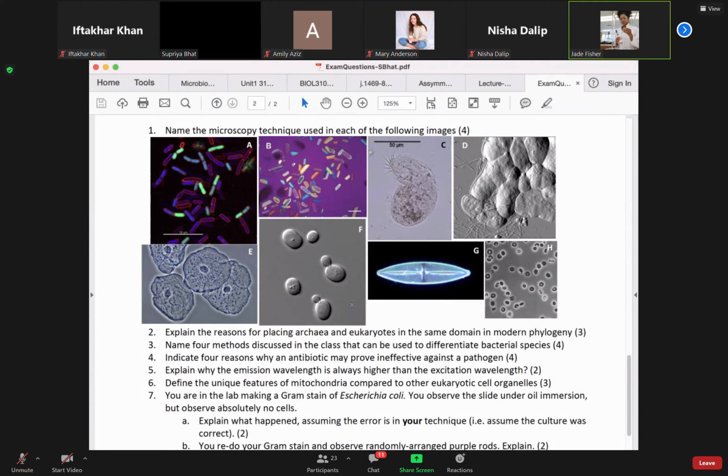Can you repeat all those answers again? You just went through them a bit quick. Yeah, A is fluorescence. B is polarization. C, bright field. D was AFM. E is phase contrast. F is DIC. G is dark field, and H is phase contrast again. Thank you.